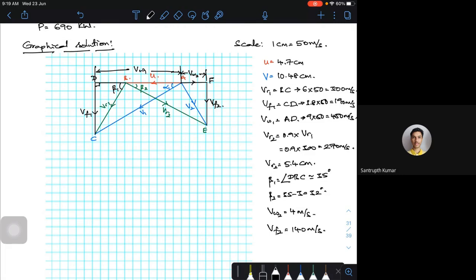Any doubts in drawing the velocity triangle for this first stage using the graphical method? No, sir. Is it clear? Yes. The only thing, sir, is you should take the scale properly and measure it on the graph. Usually you will be having centimeter scale graph paper, so you have to be very careful with that particular thing.